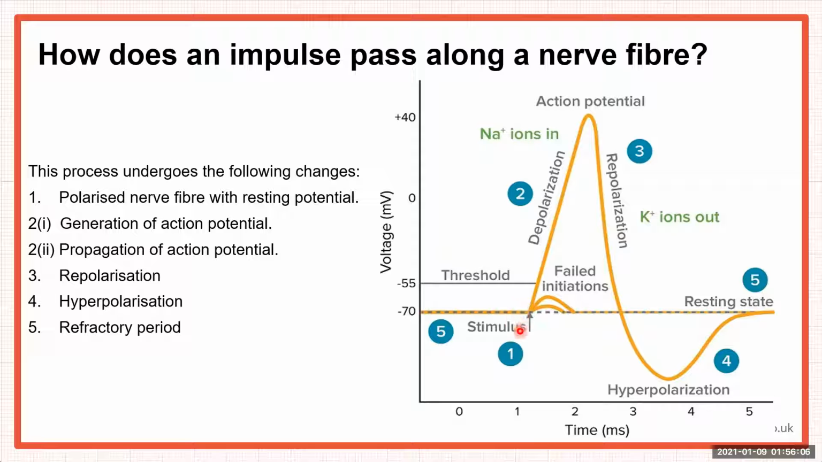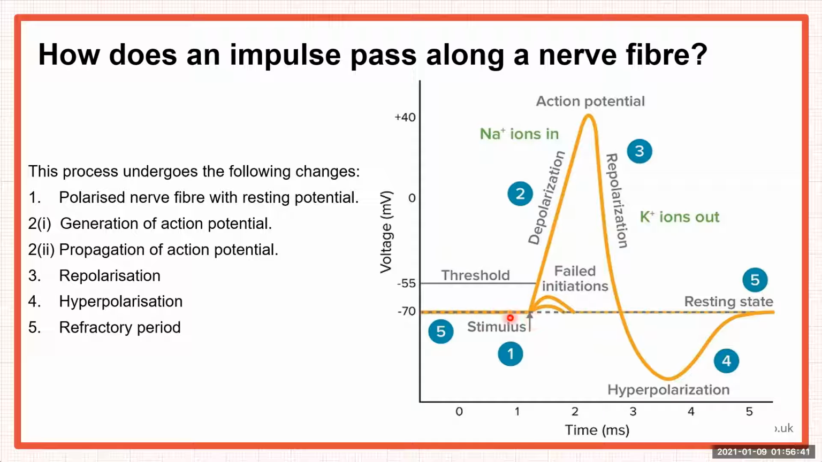Then you see there comes a stimulus. This stimulus can either generate an action potential, so you can see this curve here, or there might be a few failed initiations. These failed initiations mean that the threshold value has not been reached. The resting potential is minus 70 millivolts and the threshold is minus 55 millivolts. Only when this threshold is reached will an action potential be generated.